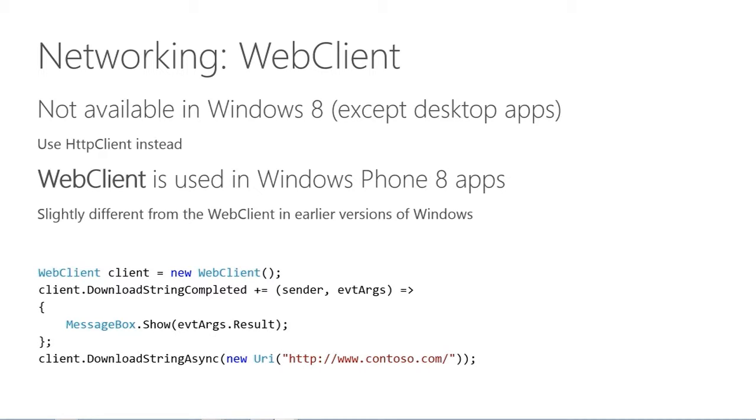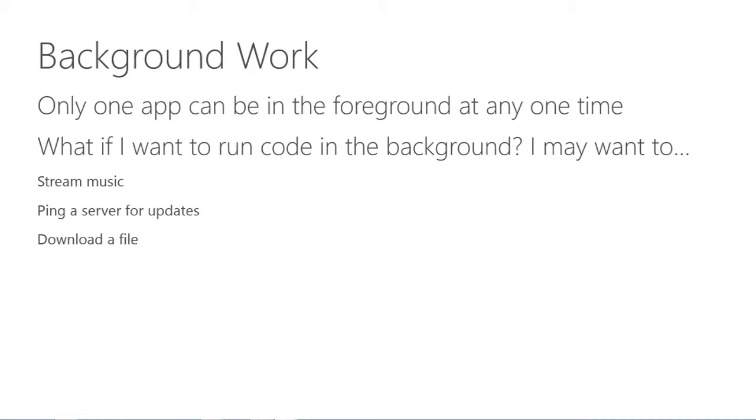You'll have to manage that between the two platforms. Now, we talked earlier that only one app at a time, whether it's Windows 8 or Windows Phone, can be in the foreground. That's not actually true in Windows 8. You can have two apps in the foreground if you use a snap view and a filled view.